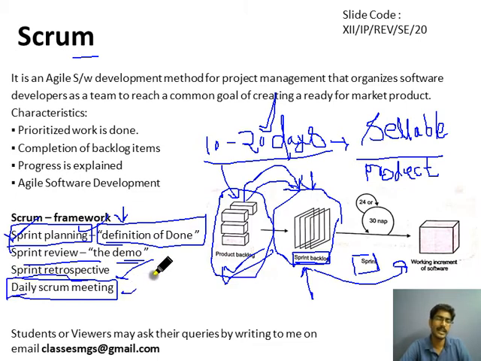Daily scrum meeting is conducted regularly in which three things are discussed. It is conducted by scrum master in presence of product owner with the developer team, in which each developer is supposed to answer three questions.